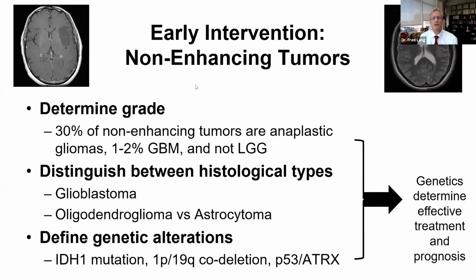With regard to the timing of intervention, I think the data is becoming increasingly clear that there is good reason to perform early interventions and not take a watch and wait approach. Probably the most important reason is that when you look at the MRI scan, you cannot determine from that scan the grade of the tumor or the histology, and most importantly, the genetic alterations. Obviously, the grade and actual histological definition of the tumor determines the prognosis and increasingly the most effective treatments.